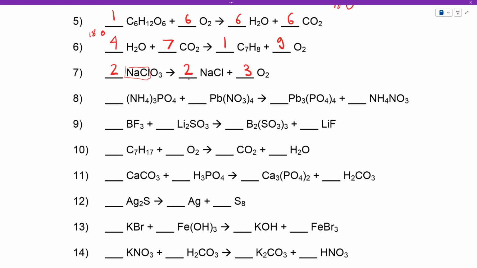Okay, question 8. (NH4)3PO4 plus Pb(NO3)4 yields Pb3(PO4)4 plus NH4NO3. Okay, keep in mind I don't know how to say these brackets. It's been quite a while, but we notice that these are not separated. They've kind of just displaced themselves, right?